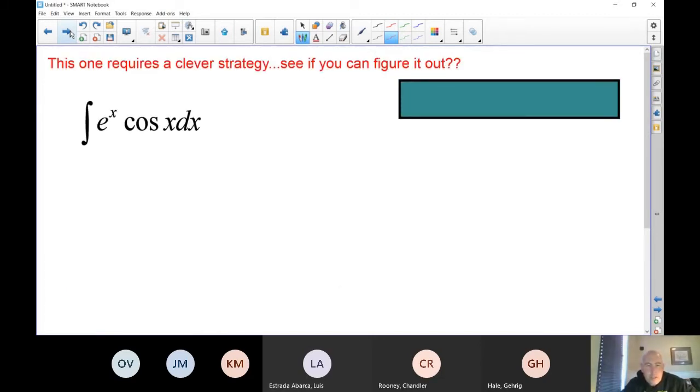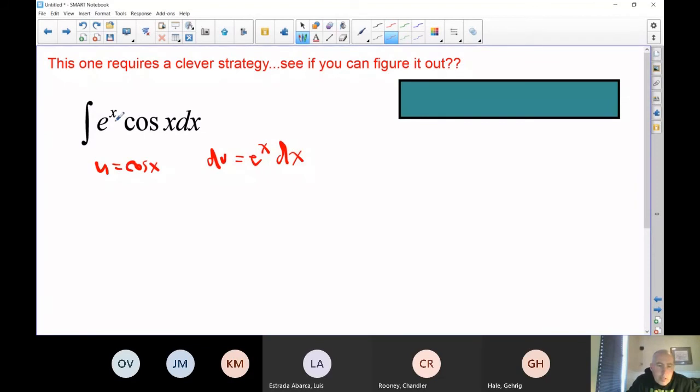I think I got one more here I wanted to show you. This one's got a bit of a clever strategy you have to figure out. So I'm going to let, I don't think it really matters, to be honest with you. I think you can screw this one up. I'm going to let u equal cos x. I'm going to let dv equal e to the x dx.